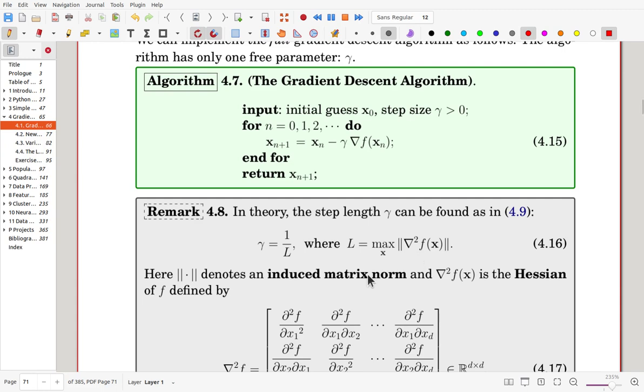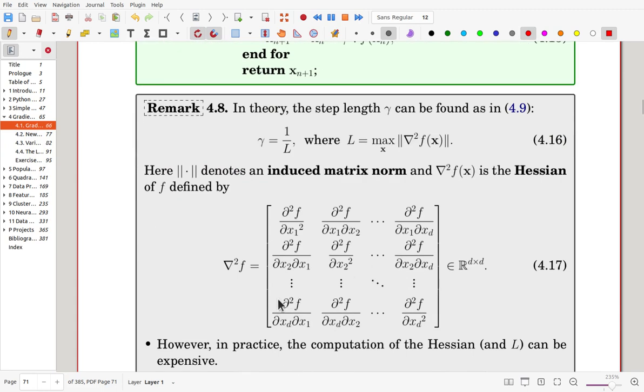Here, the Hessian is given in this way. Now there is a second derivative. This is the 1,1 derivative, the 1,2 derivative, and here 1D. Now there is a 2,1 derivative, and now D1 derivatives, so that the Hessian will be symmetric.